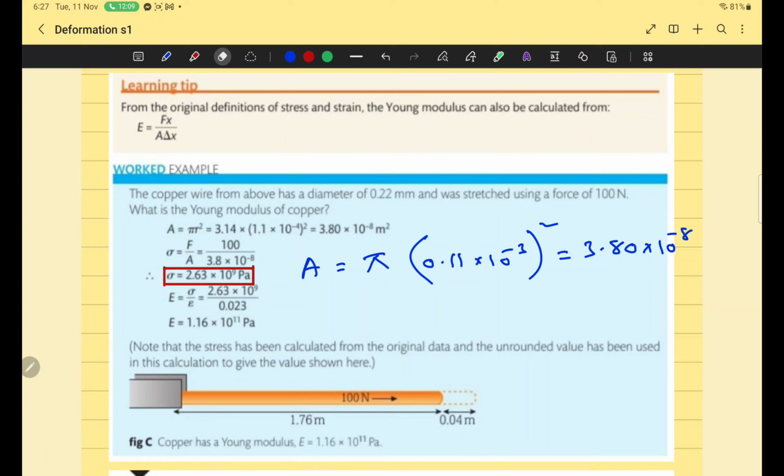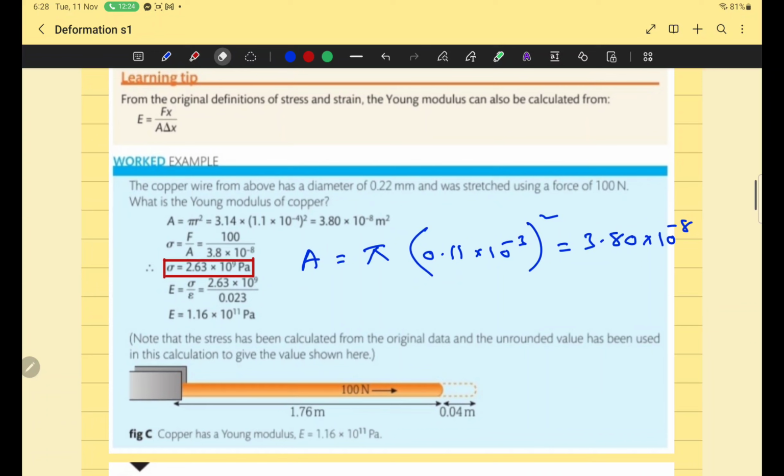Young modulus is stress over strain, and stress is 2.63 exponent 9 divided by strain, and I think strain we have calculated. No sir, we have not calculated strain. Sir, we are given a diagram.